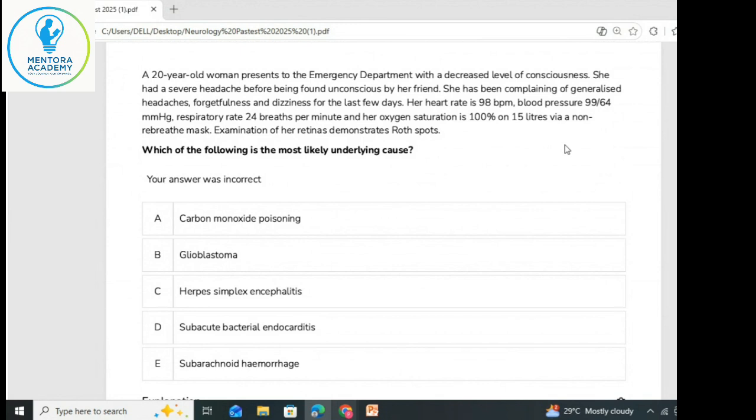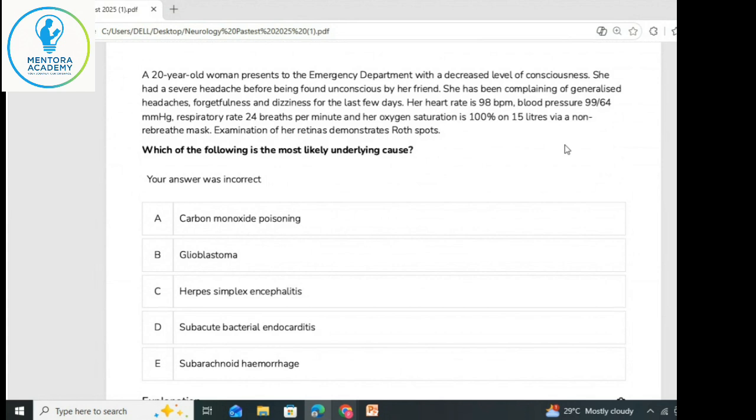And subarachnoid hemorrhage, the headache could be one of the things, but subarachnoid hemorrhage is a worse kind of headache, not like the severe headache she has been reporting, because she has been complaining of generalized headaches. So that cannot be subarachnoid hemorrhage. But sir, I'm so sorry, she had a severe headache also. So subarachnoid hemorrhage could also be an option.